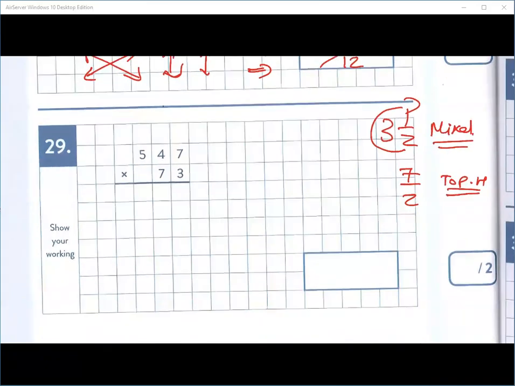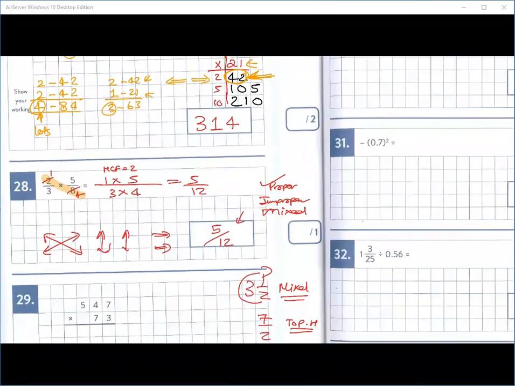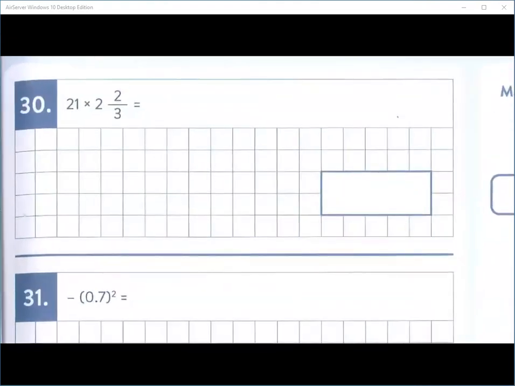Okay, number 29, similar to the other question, we're running a little bit short of time. We don't really need to spend much time on this. I'm going to give you the answer free of charge, because we know how to do long multiplication now. It's easy peasy, lemon squeezy stuff. Let's move on. Ooh, I like the question. Number 30, we've got a whole number times a mixed fraction.